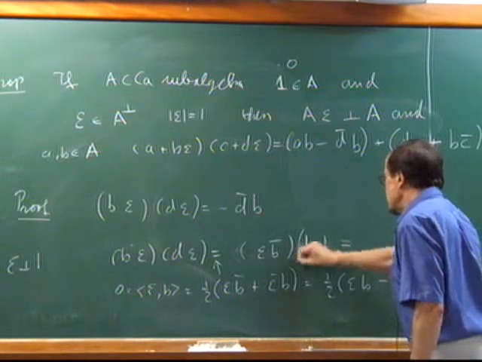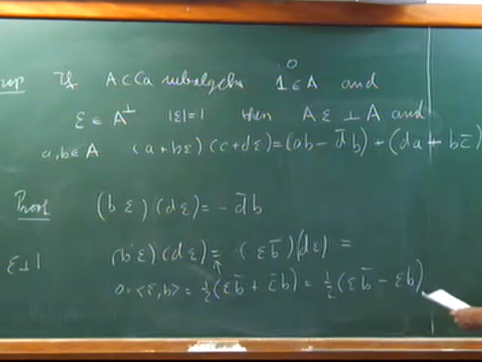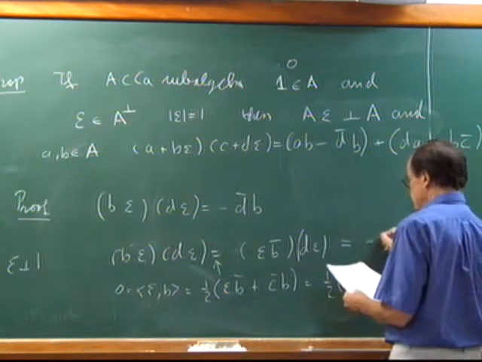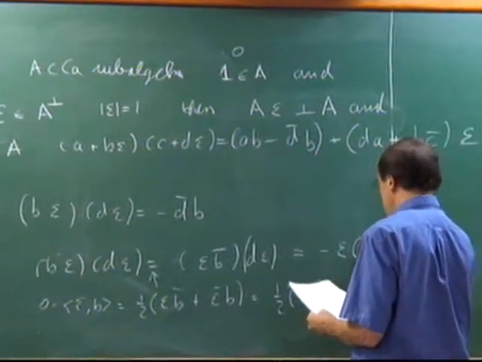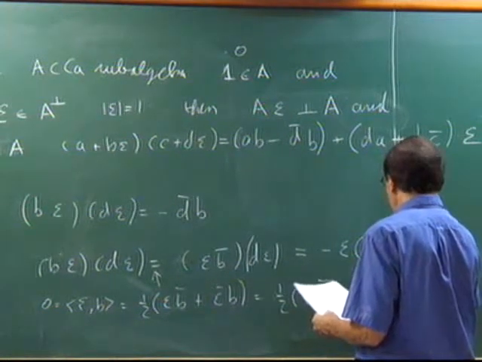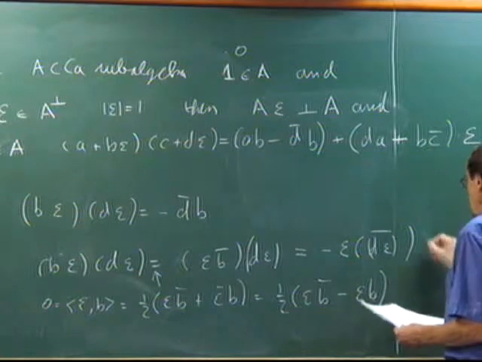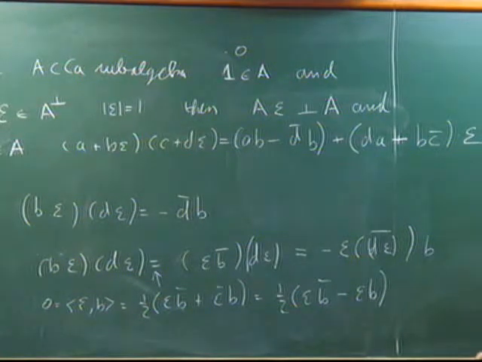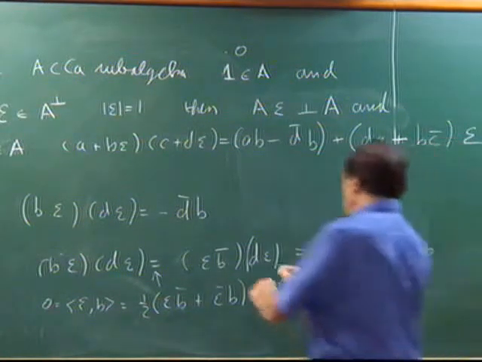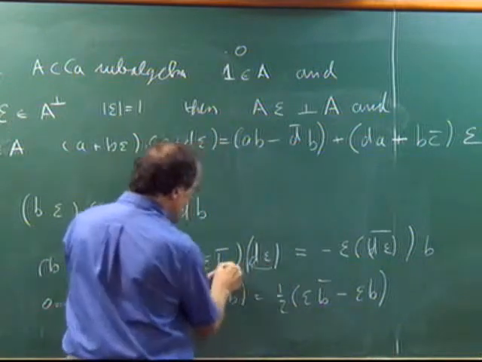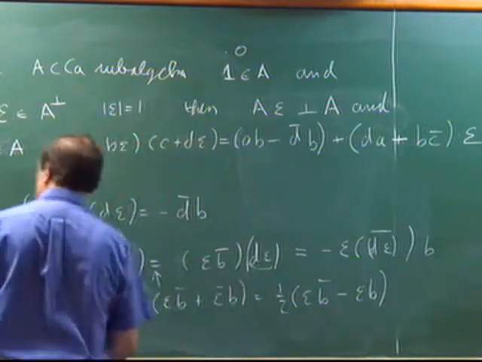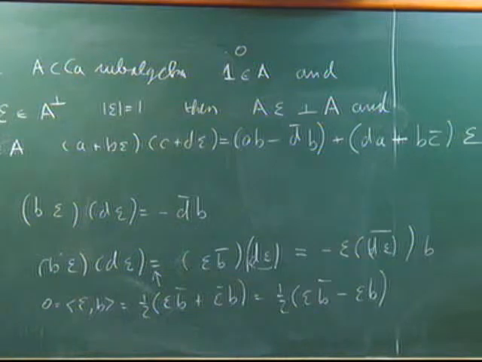So next, I claim this is minus epsilon times D epsilon bar times B. So in other words, I'm switching this around with this here. And that uses, which rule is that? This rule right here.